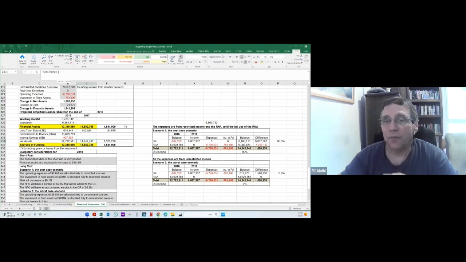So that we can tell from the projection. What we cannot tell is what is the breakdown between restricted net assets and operating reserve. This is something that in this initial stage we cannot tell. Okay? So until now, is this clear?